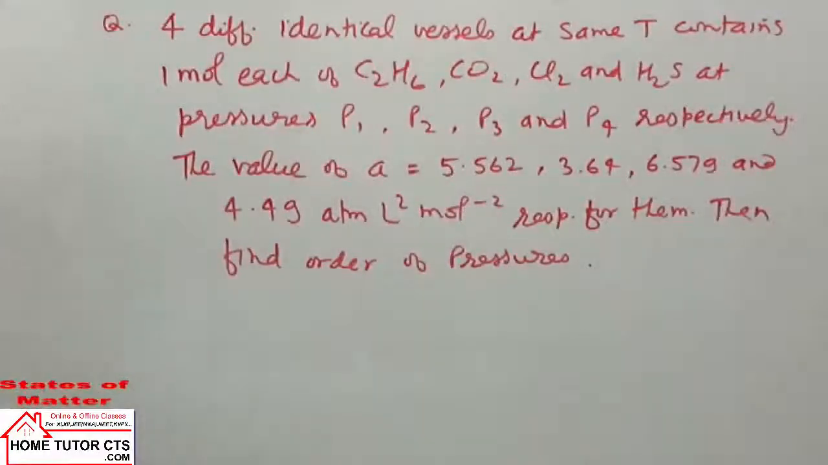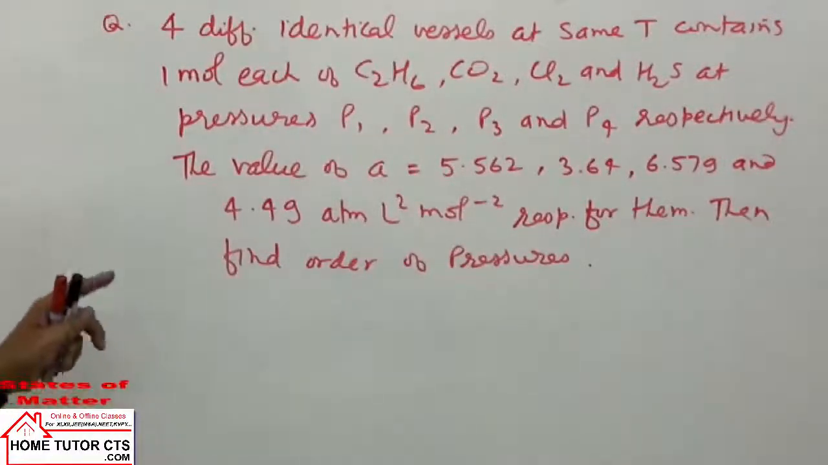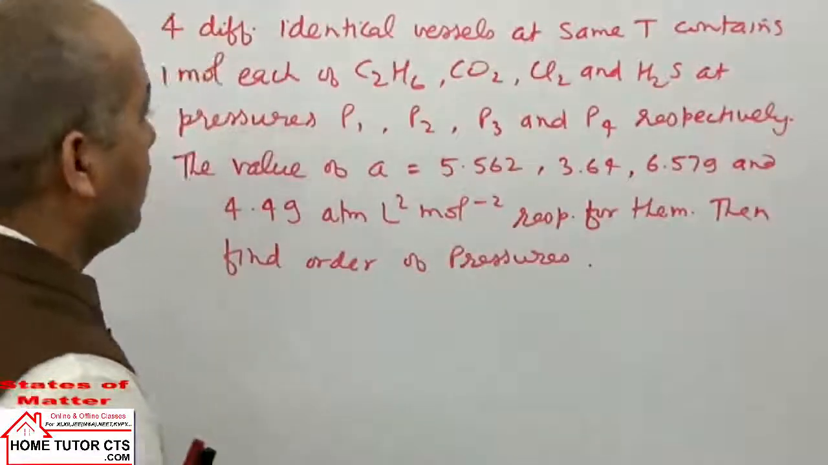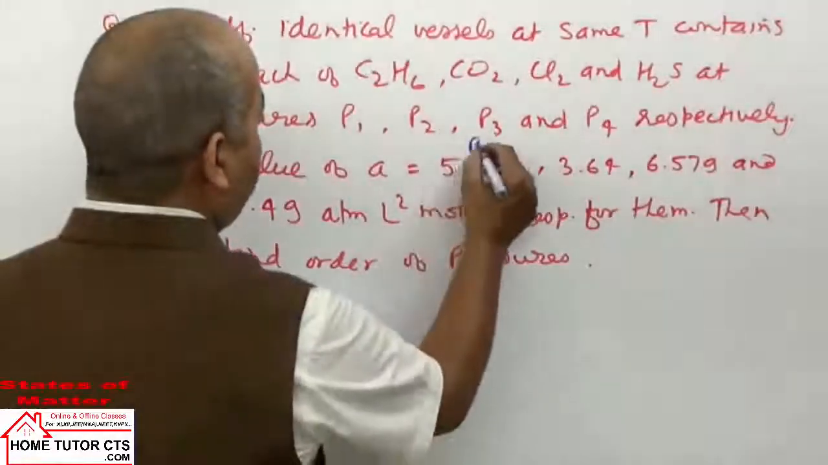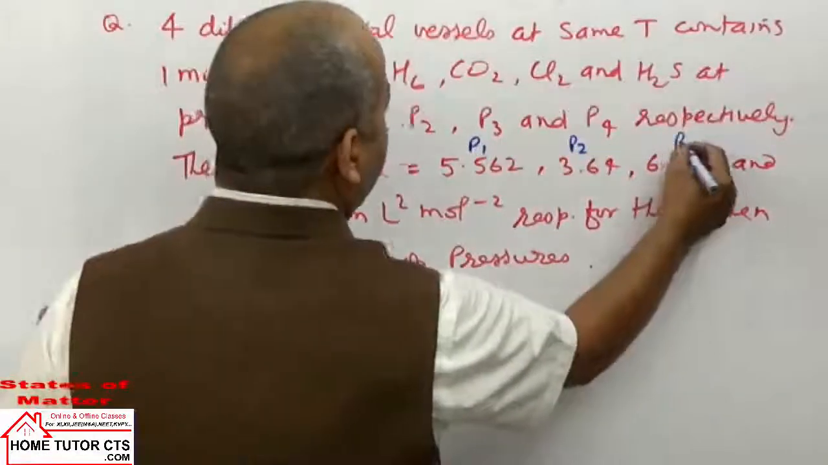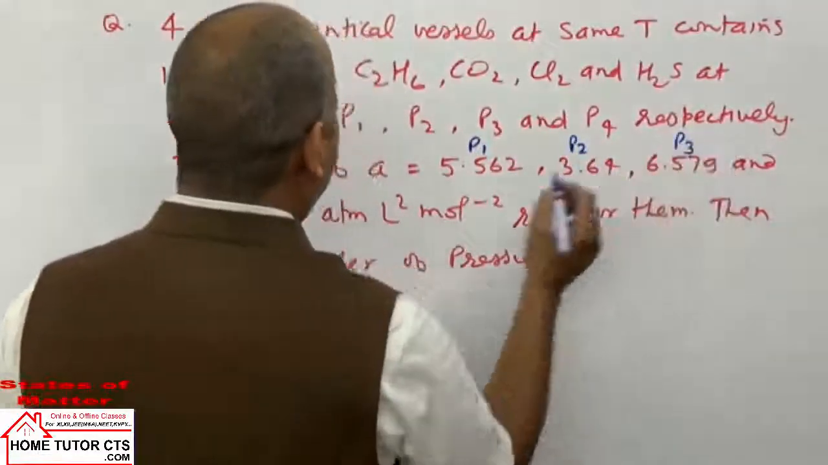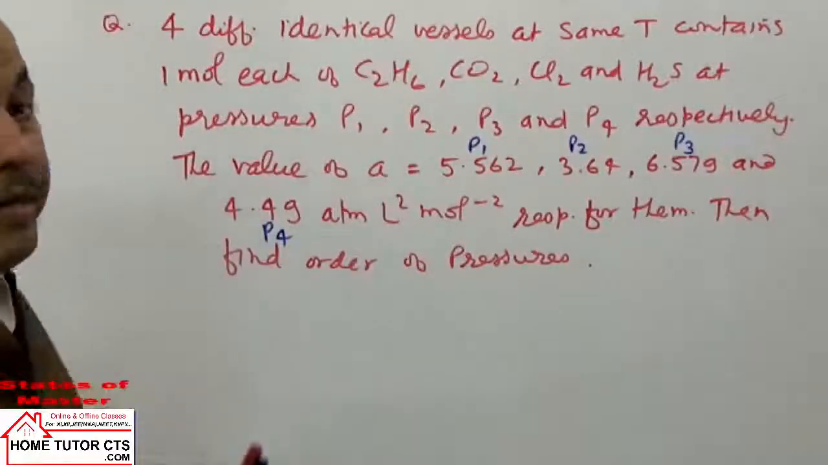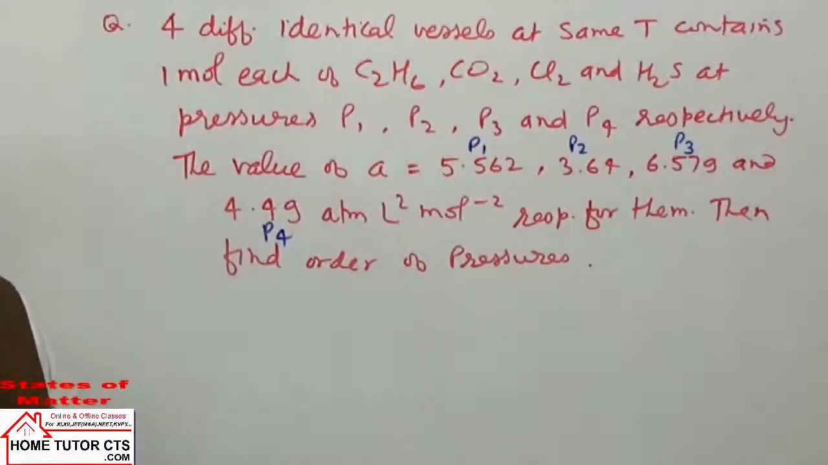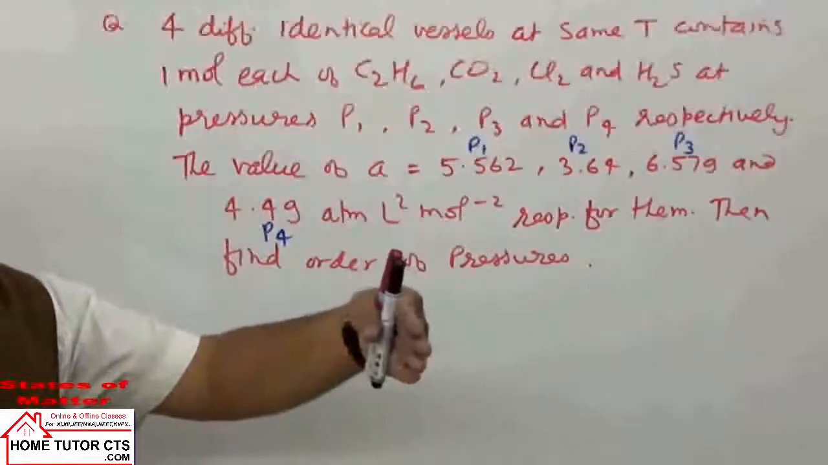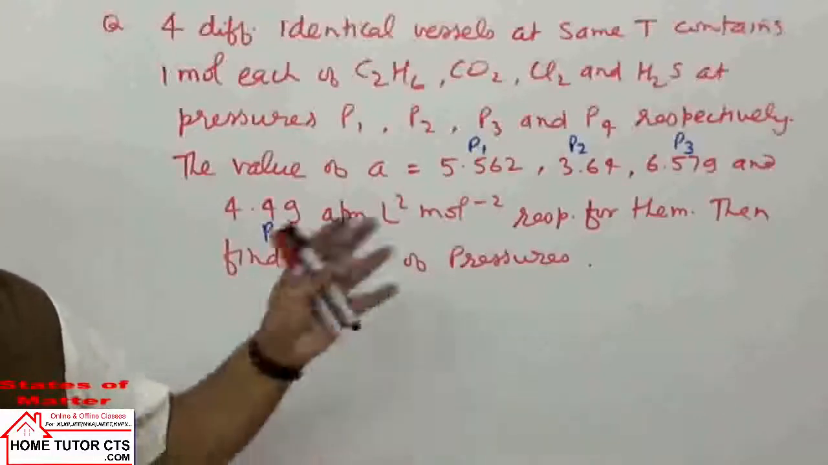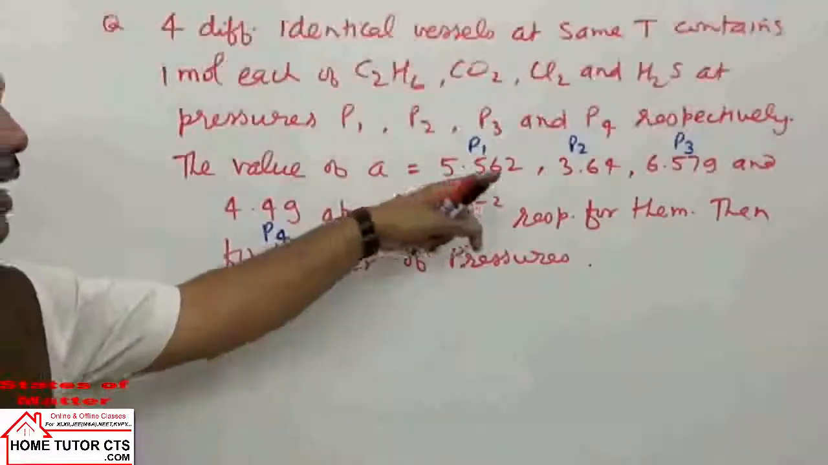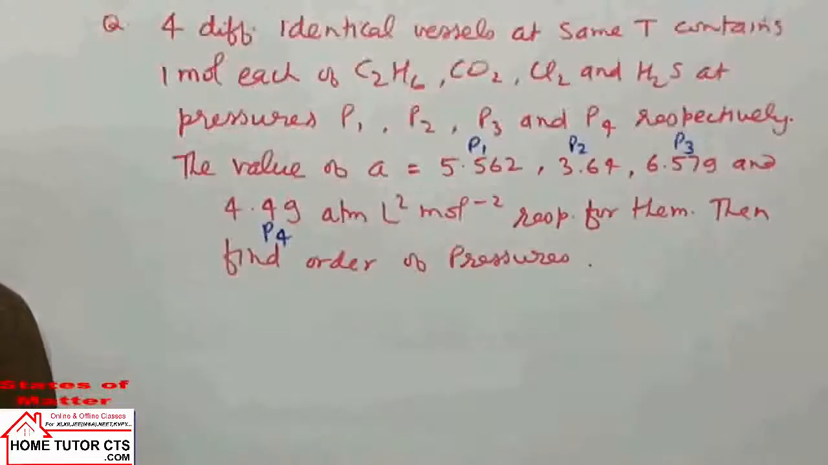Now let's come on solution part. See, A is a measure of attraction force in the molecules. So this can be taken as pressure in first case P1, P2, P3 and P4. When small a is a measure of attractive forces in the molecules, if the molecules have more attraction among them, then they hit the wall with lower force. Lower force means lower pressure. So whichever gas has the highest value of small a will exhibit least pressure.